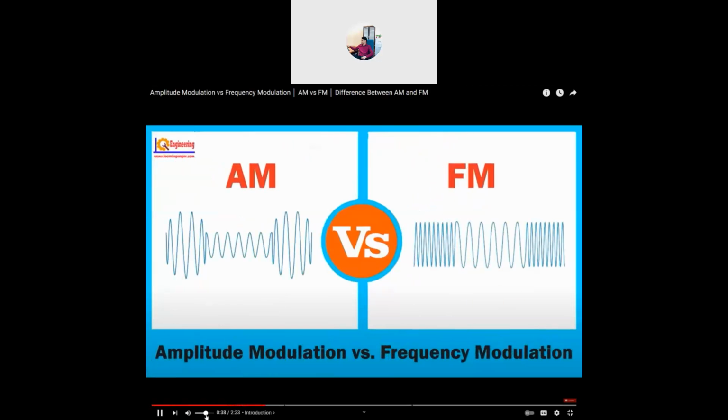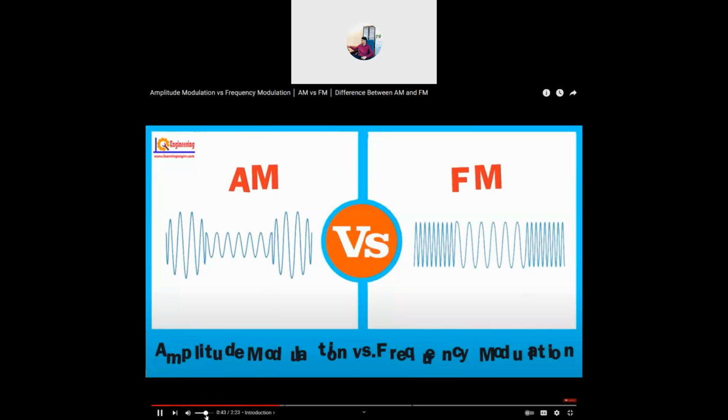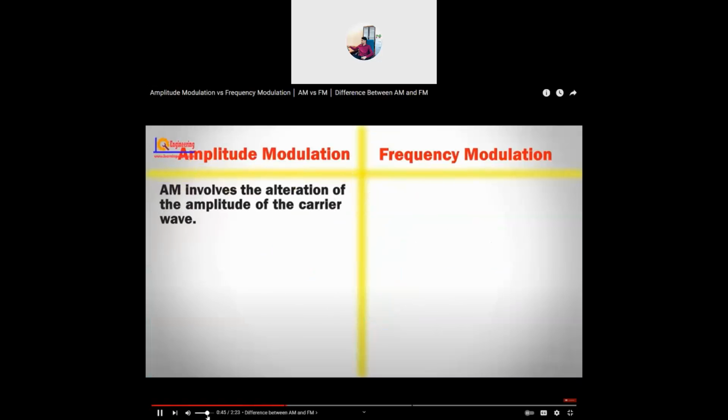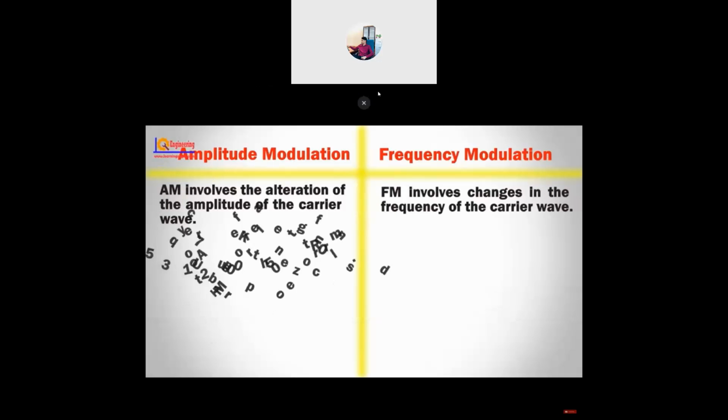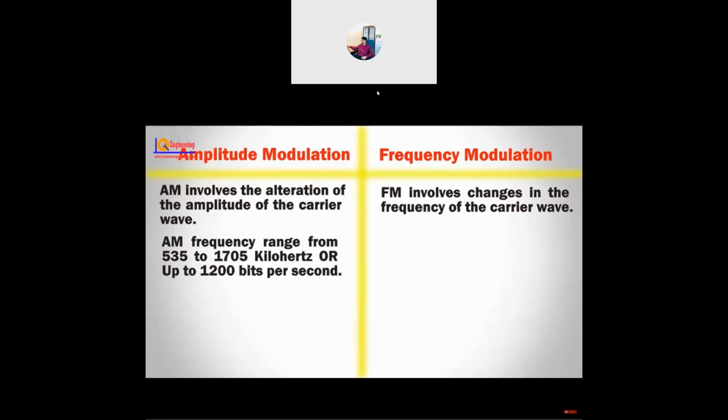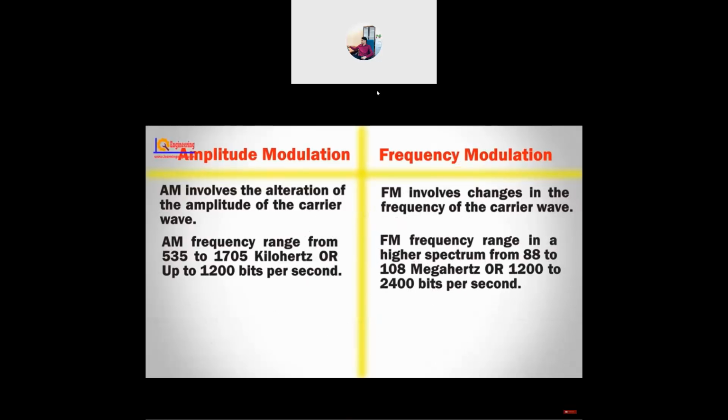In this video I am going to brief you on the difference between amplitude modulation and frequency modulation. AM involves the alteration of the amplitude of the carrier wave, whereas FM involves changes in the frequency of the carrier wave. AM frequency range is from 535 to 705 kHz or up to 1200 beats per second, whereas FM frequency range is a higher spectrum from 88 to 108 MHz or 1200 to 2400 beats per second.